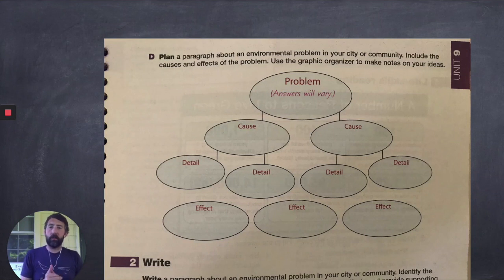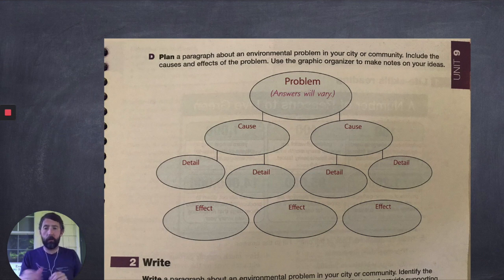Here, part D, it says plan a paragraph about an environmental problem in your city or community. Include the cause and effects of the problem, and then use the graphic organizer to make notes on your ideas. So, your job now is going to be to come up with an environmental problem, and then think about two causes of that problem, and give me a little more detail about that problem.